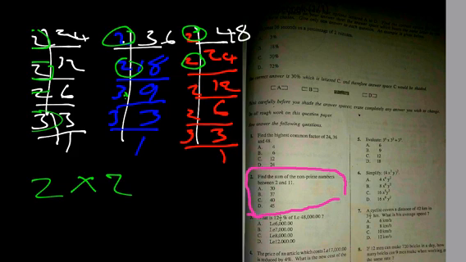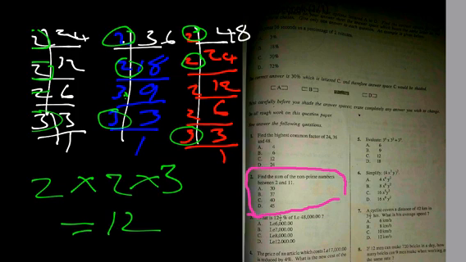We have 3 here, we have 3 here, then we also have 3 here, so that one also is common. So multiply that by 3. So 2 multiplied by 2 multiplied by 3, and that is equals to 12. So the correct option for this question is C.